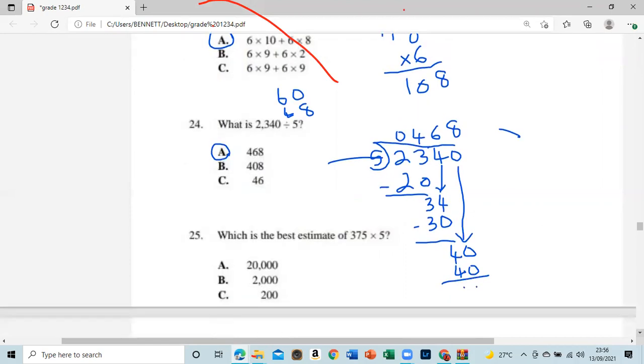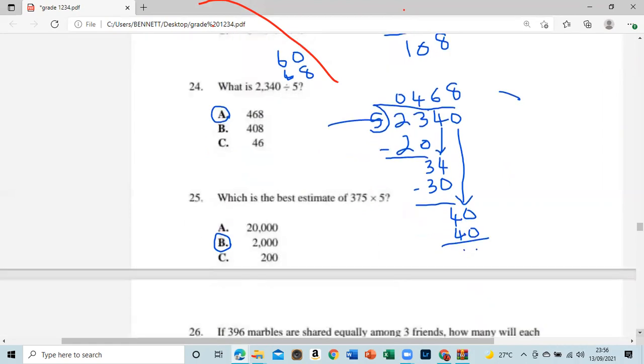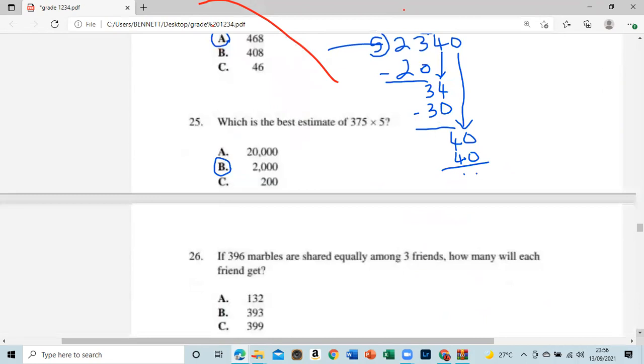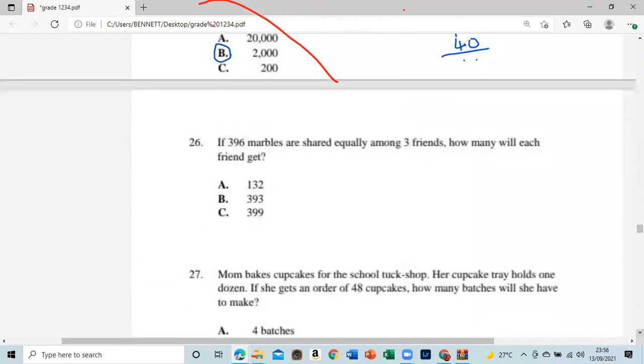Which is the best estimate of 375 times 5? That will be 2,000, not 20,000, not 200, all right? So if I teach students everything critically, it's not all the time. It's about a workout. It's critical thinking.